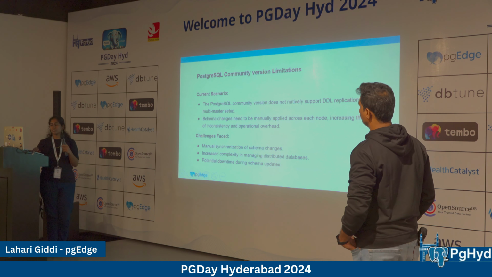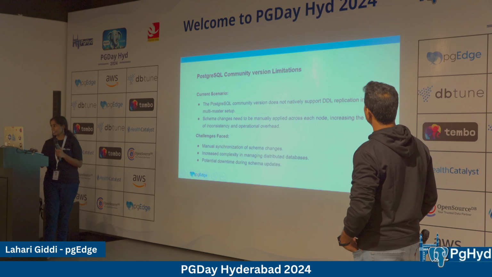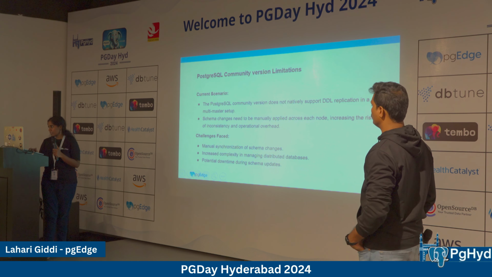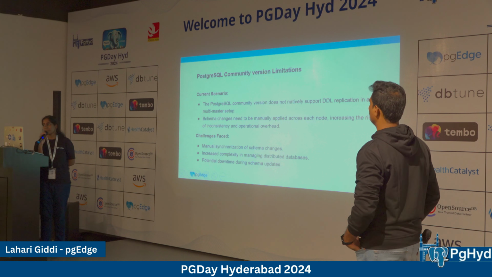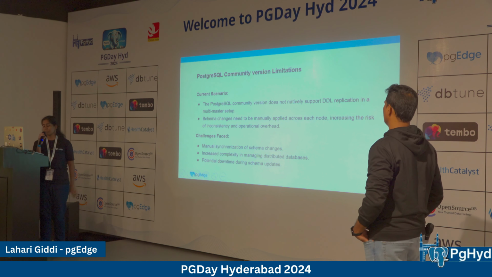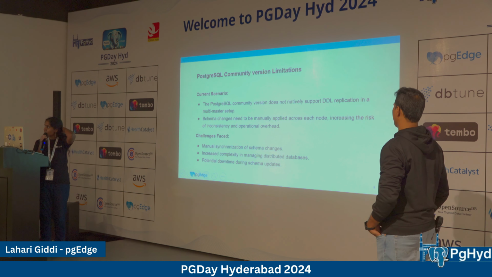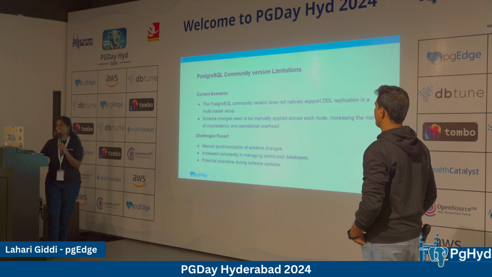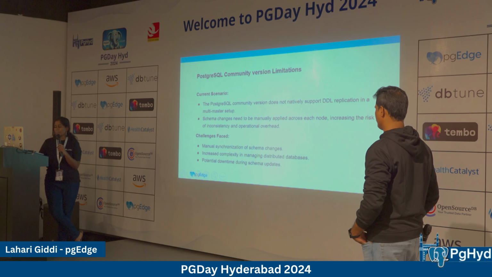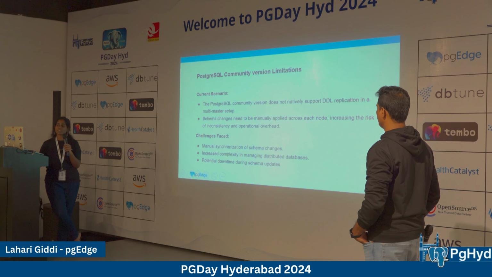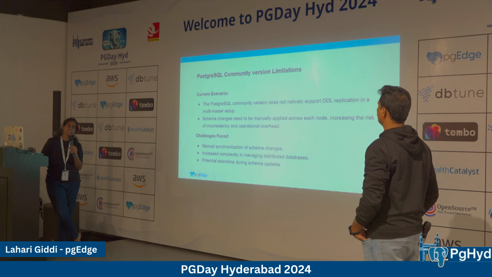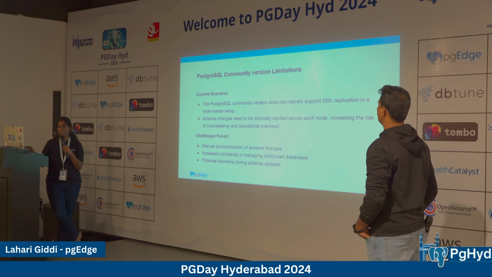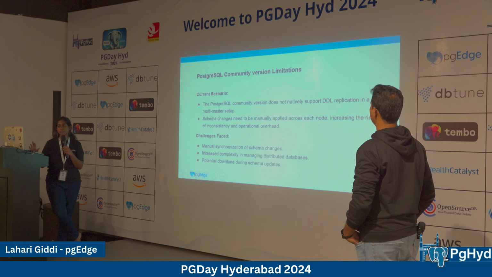Now we'll see some limitations, the current scenario, and the challenges that we have faced. When Postgres is configured in a multi-master or distributed setup, it typically relies on replication to synchronize data across all the nodes. But Postgres native logical replication lacks the capability of replicating DDL changes. Postgres supports multi-master replication through third-party extensions like bidirectional replication and pglogical, even though they have some limitations.